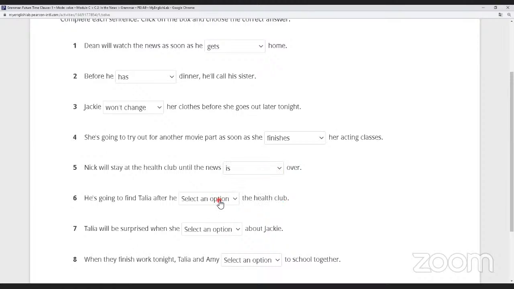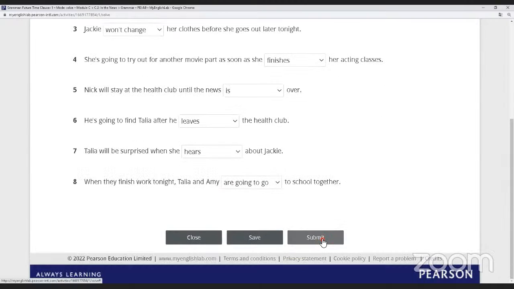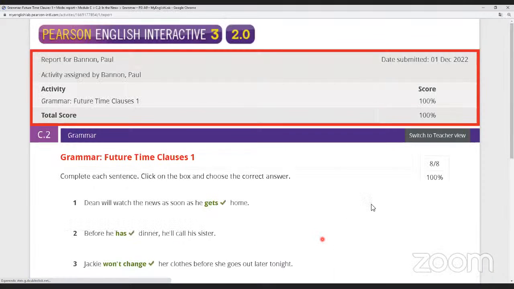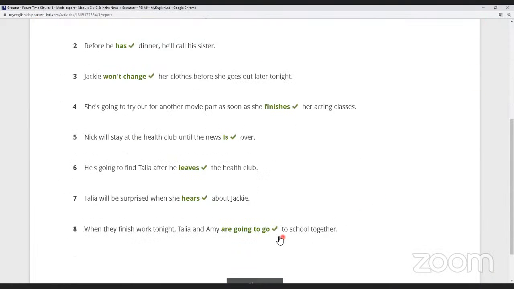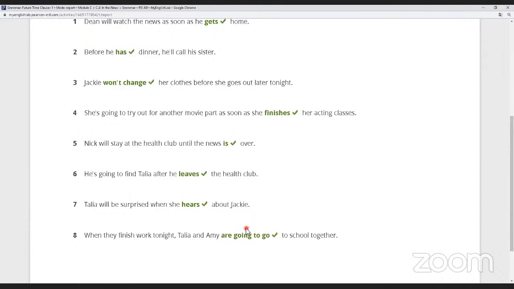Okay, 6. He's going to find Talia after he leaves the health club. 7. Talia will be surprised when she hears about Jackie. When they finish work together, Talia and Amy are going to school together. Okay, thank you. Let's submit. And you got 8 out of 8. It was great, right? So, do you have any question about this first practice? No.